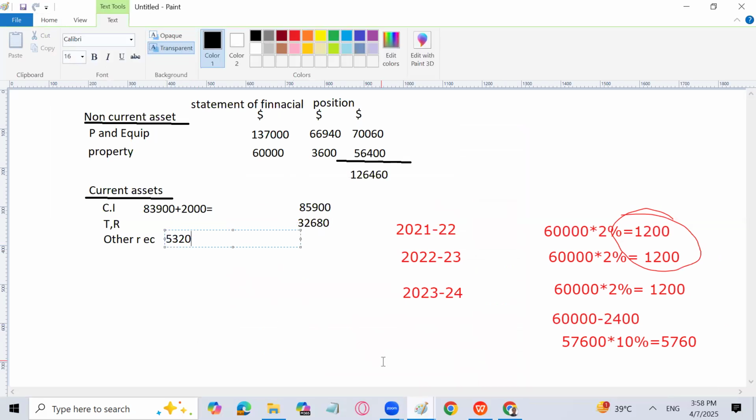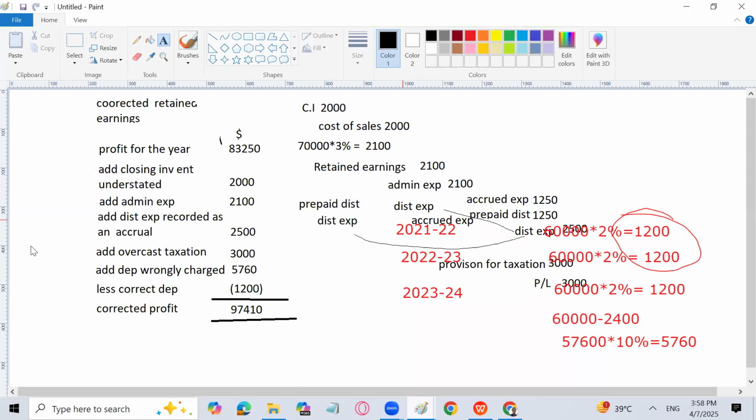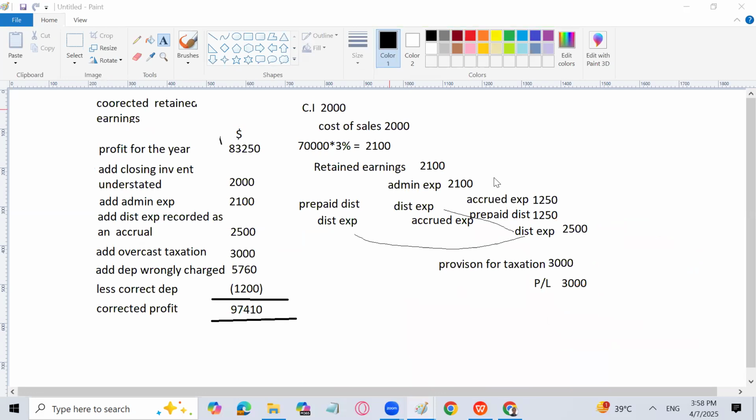Let's see the entries, because that will help me understand more quickly and easily how I'm going to solve the question. So the entries basically suggest that in other receivables, prepaid distribution expense is going to be debited, right? So that prepaid distribution, what will I do with that?